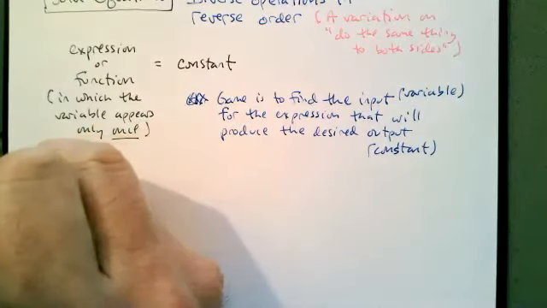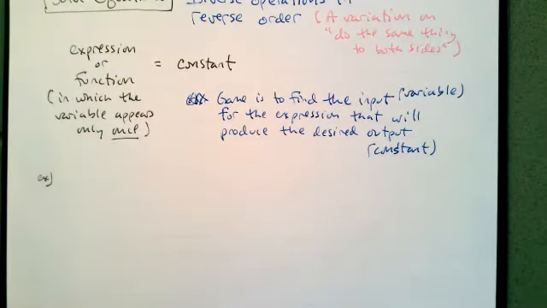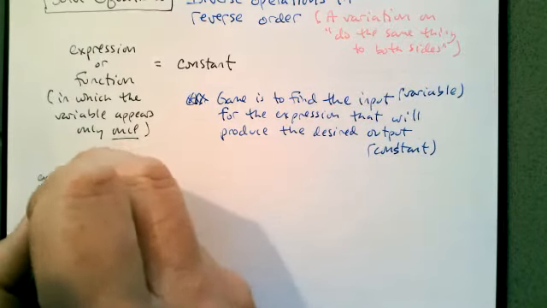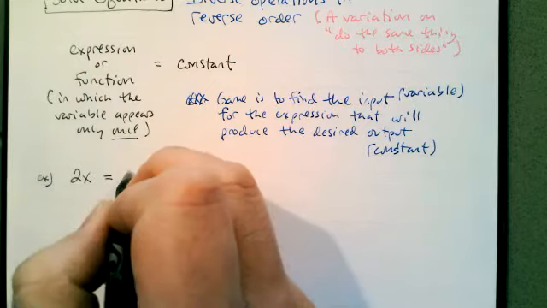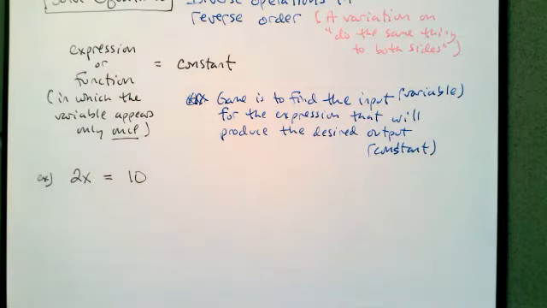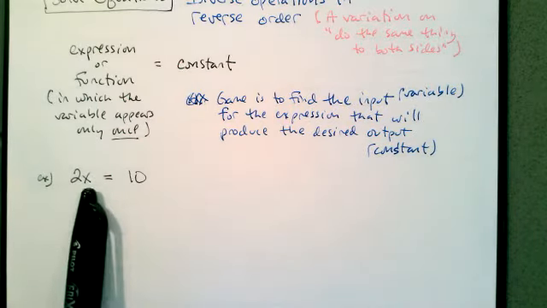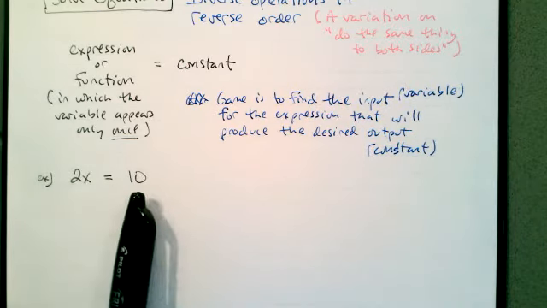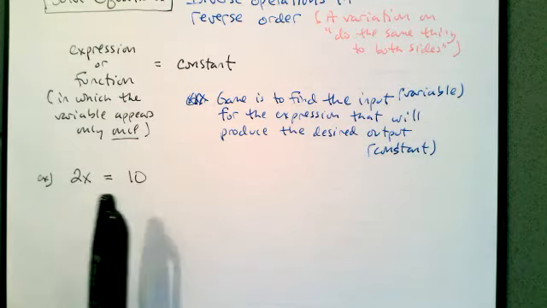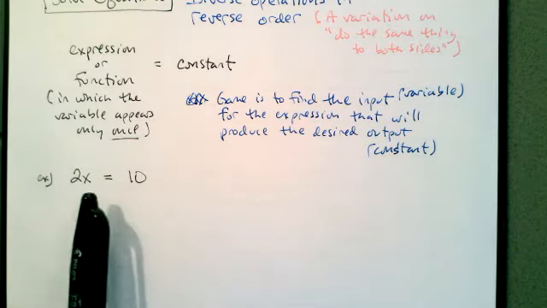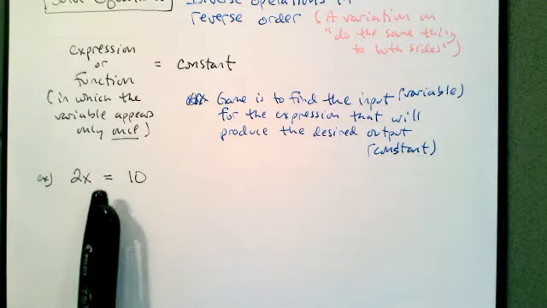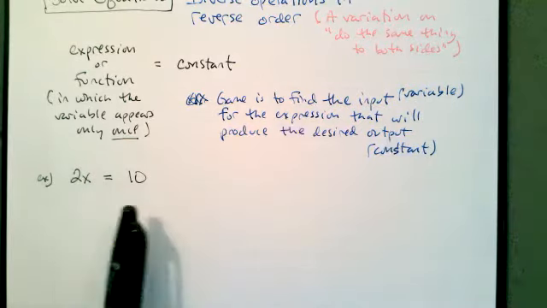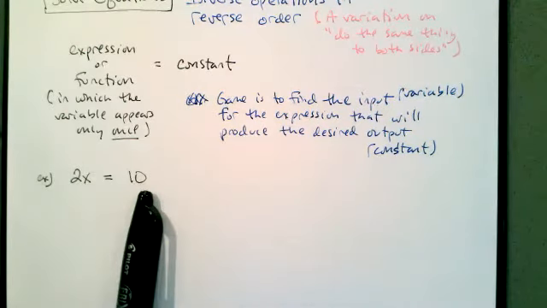So when we look at an equation, we'll have some kind of expression, 2x, and we're going to set it equal to some constant, 10. And the game is to figure out what value of the input, the variable, will give us the output, which is the constant on the other side. Here's the expression, here's the constant, and what value of x will give us 10? What does x have to be so that when we run it through this expression, it will give us 10?